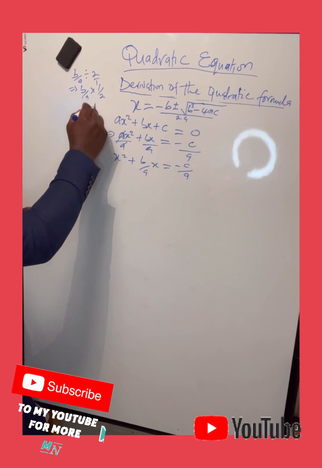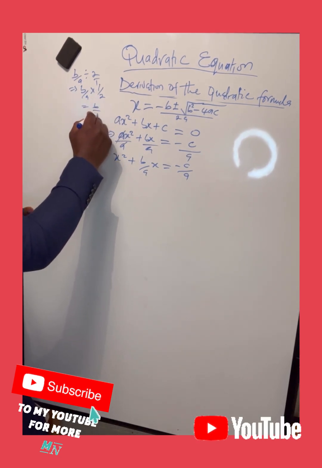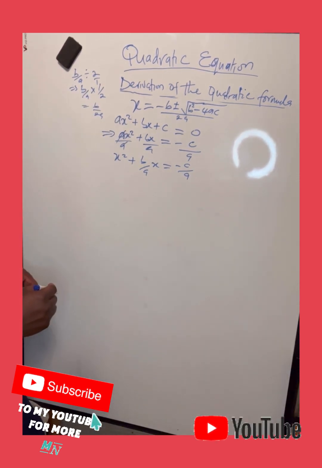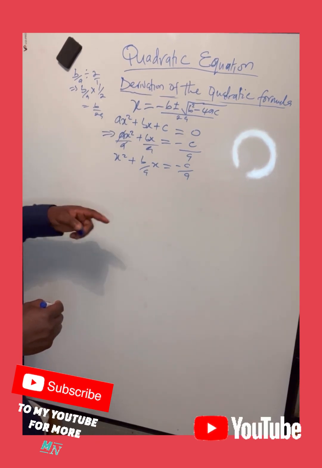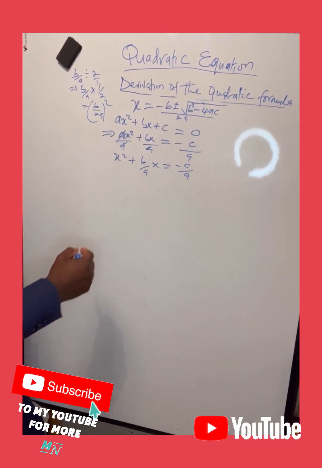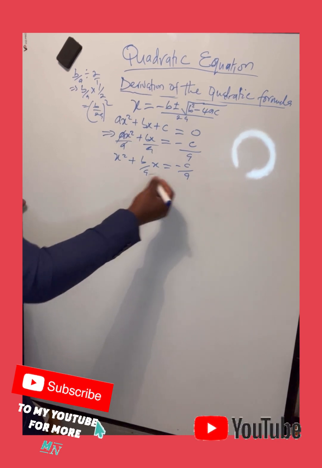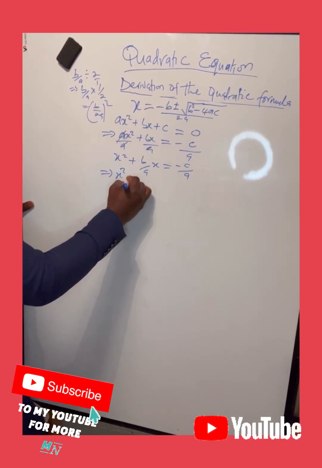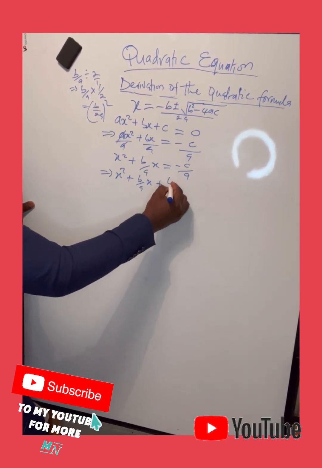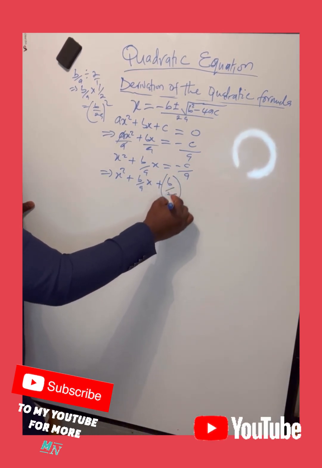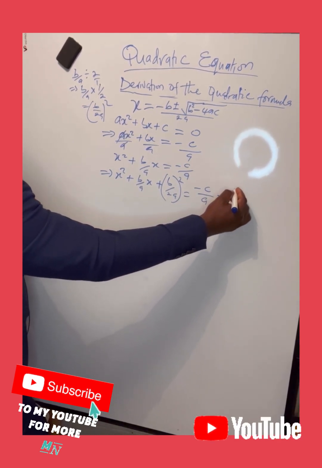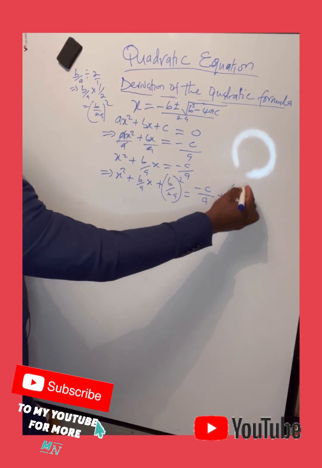B times 1 is b. A times 2 is 2a. That is multiplying the numerators and multiplying the denominators. That will give you b over 2a. That is the value. Half of b over a is b over 2a. So I'm going to square this and add it to both sides of the equation. This is the same thing as x squared plus b over a times x plus b over 2a all squared, is equal to minus c over a plus b over 2a all squared.